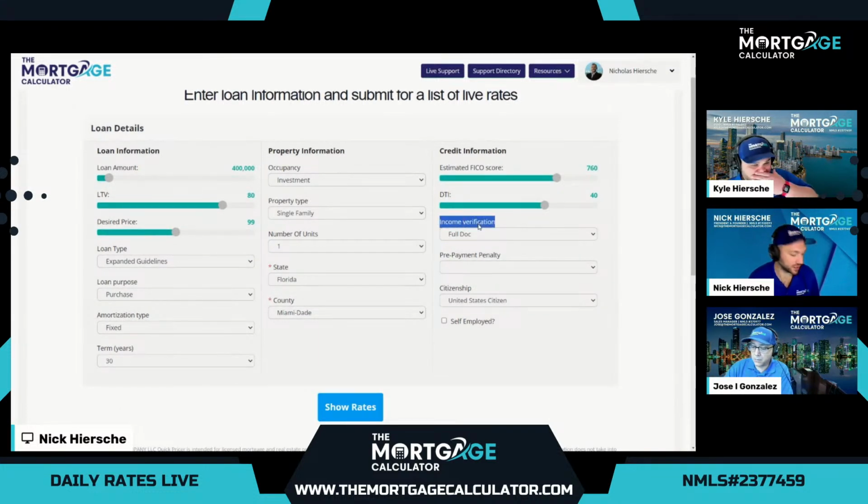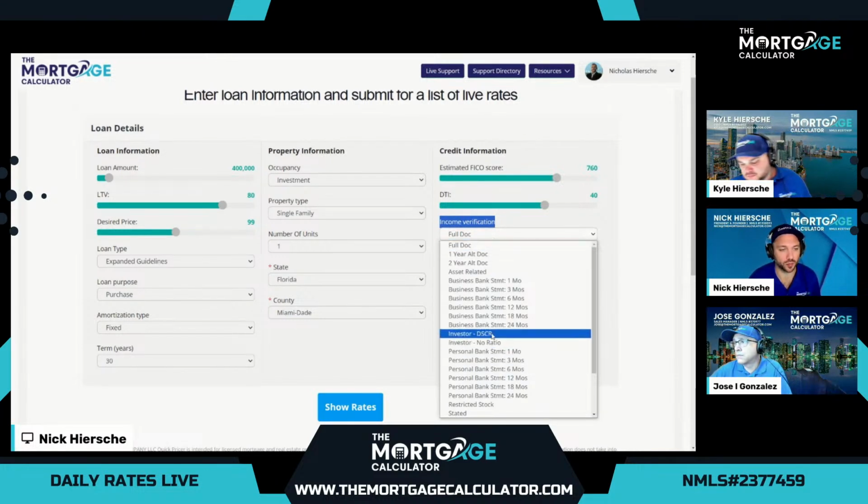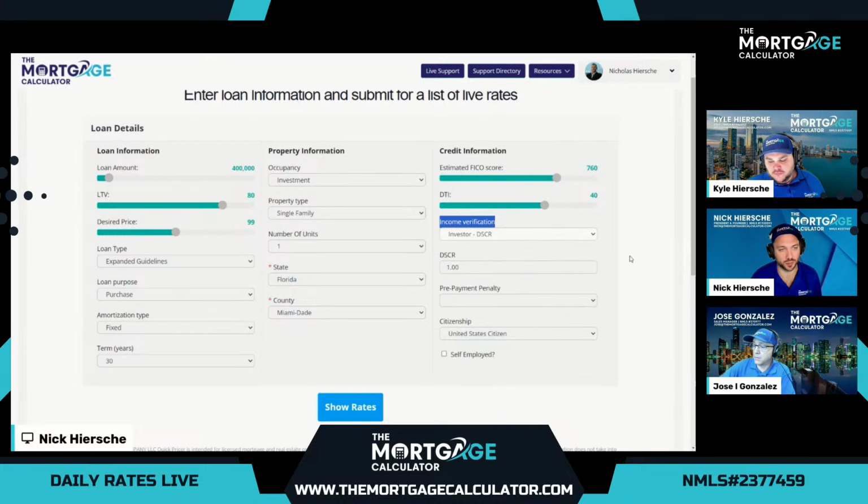And the first thing we need to select is our income option. Most popular option for an investment property is going to be our investor DSCR option. That's because it doesn't require any income or employment from the borrower. Simply use the estimated rental income to determine a DSCR. It stands for debt service coverage ratio.